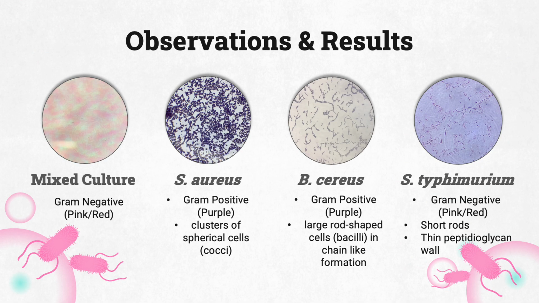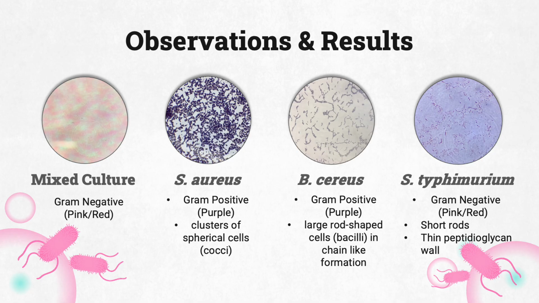For our results and observations, we can see that our mixed culture was gram negative since there is a pinkish red color. However, no other observable markers were seen. This might have been due to human error with the microscope or just improper staining.